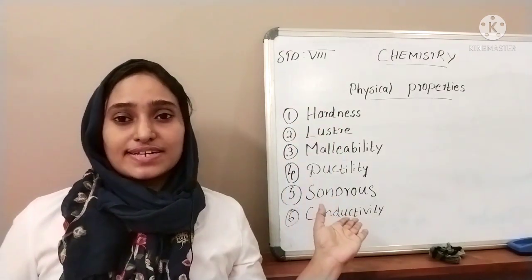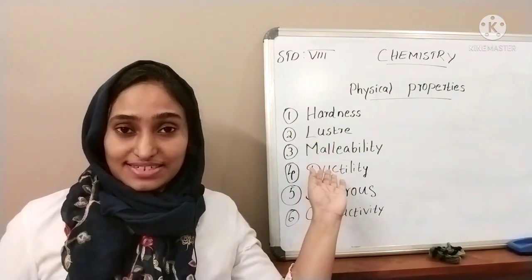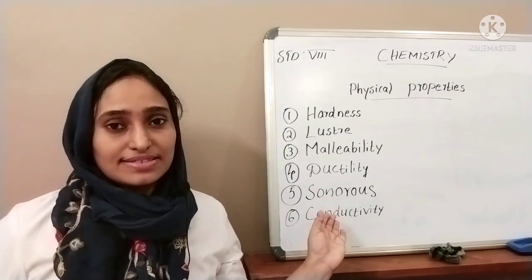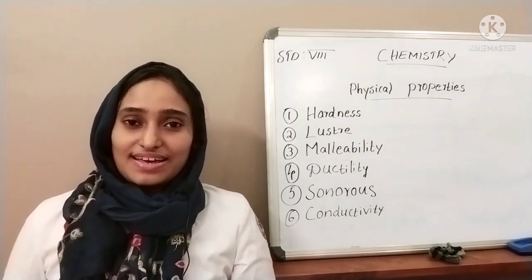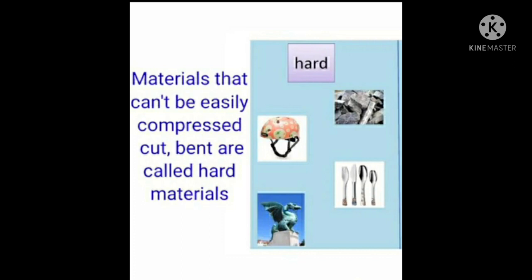These are the physical properties of metals and non-metals. They are hardness, luster, malleability, ductility, sonorous and conductivity. Let us discuss this in detail. First property, hardness. Metals are generally hard in nature. This hardness varies from metal to metal. Metals do not compress. Materials that can't be easily compressed, cut, bent are called hard materials.